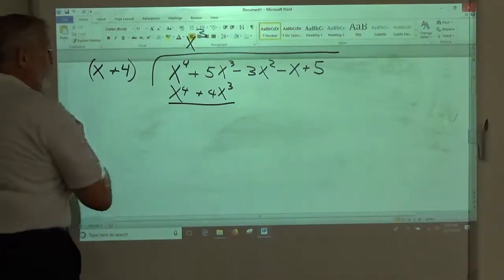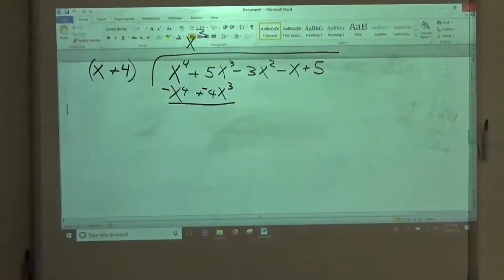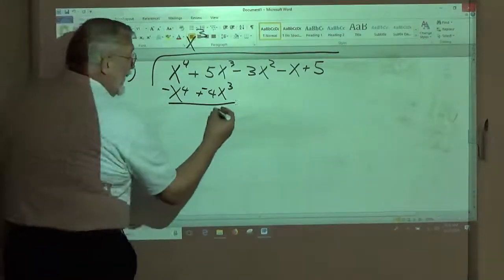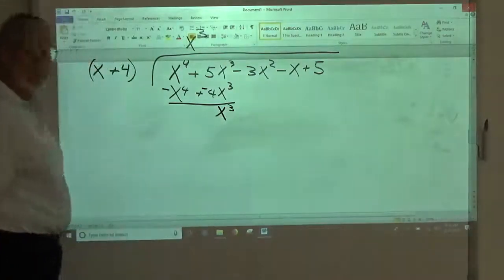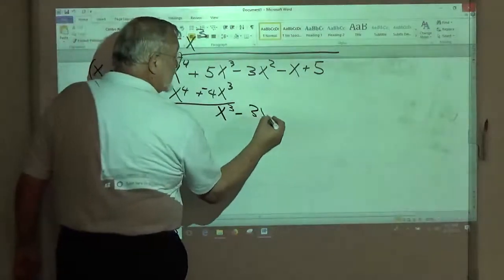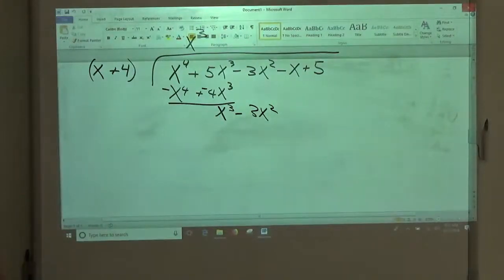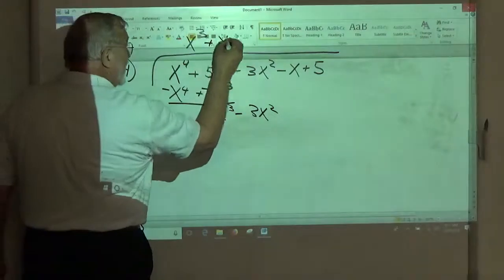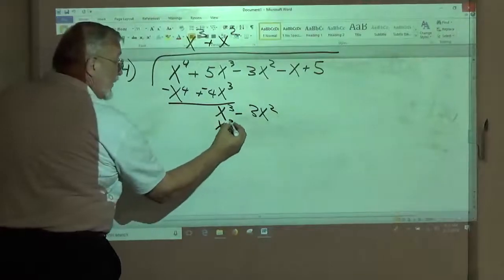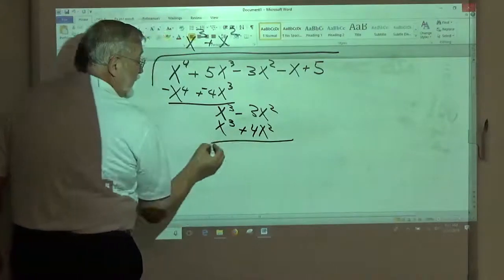Right? So what I'm going to do is change the sign and make this negative and that negative. Now, when I add these two, I get a 0, and when I add these two, I end up with x to the 3rd. Okay? Now, I bring down my next term, which is -3x squared, and I want to multiply x by something and end up with x to the 3rd. That's going to be what? Plus x squared. Okay? So, x squared times x is x to the 3rd, and then x squared times 4 is plus 4x squared. Alright?